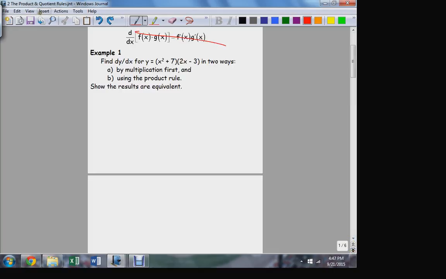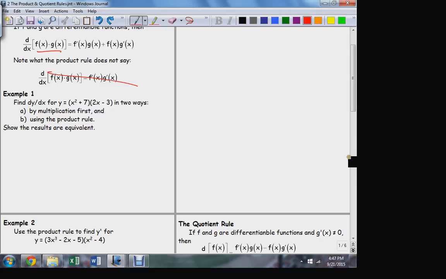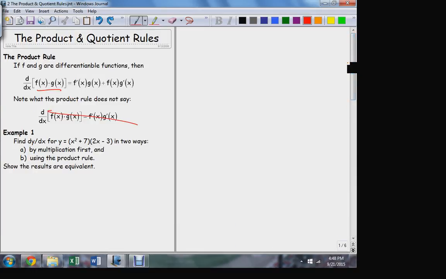So let's look at this in two ways. Here's a function that's being expressed as a product of two separate functions. My function y is equal to the product of x squared plus 7 multiplied by 2x minus 3. And each of these factors can be looked at as separate functions. So we might consider the factor x squared plus 7 to be the function f of x. And we might consider the function 2x minus 3 to be the function g of x. And the function y is the product of those two functions. So, what's the derivative?